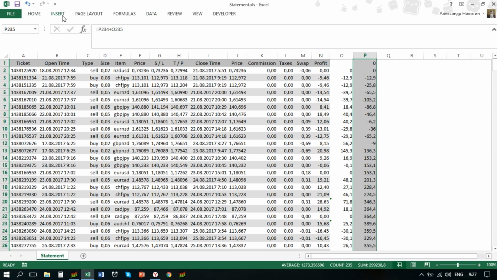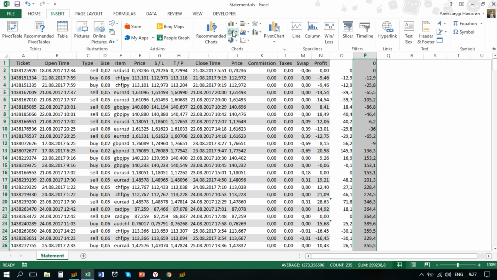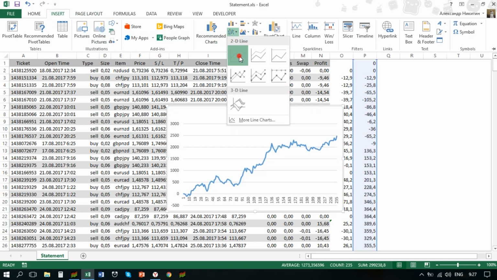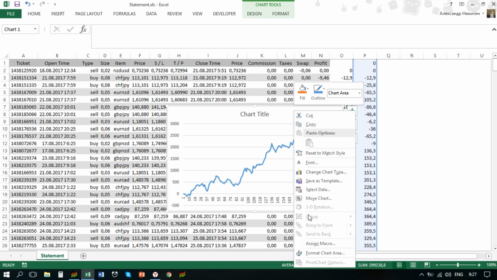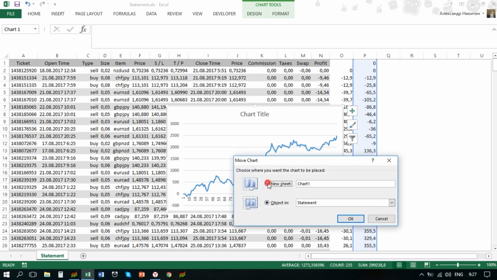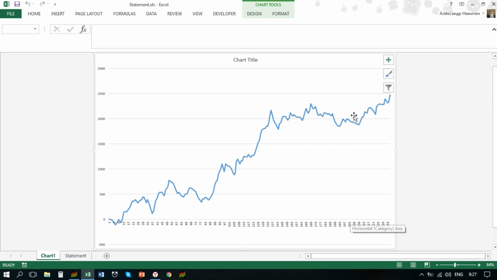And let us build a graph. Okay, so my graph is looking this way. Let me move the chart to a special new sheet and let's analyze that. I had a drawdown and then it was recovered. I had another drawdown, then it was recovered. I had another drawdown and then it was recovered. I had another drawdown and then it was recovered.